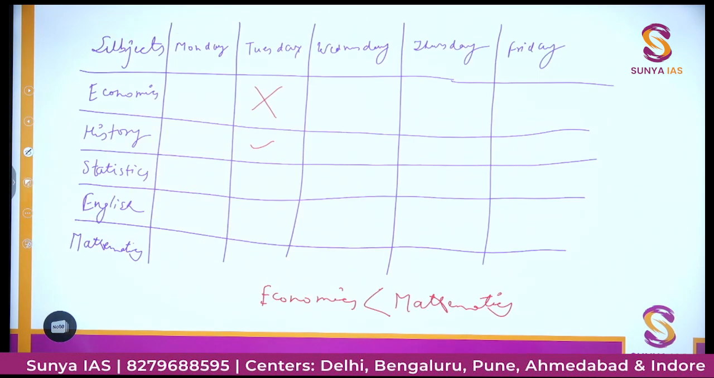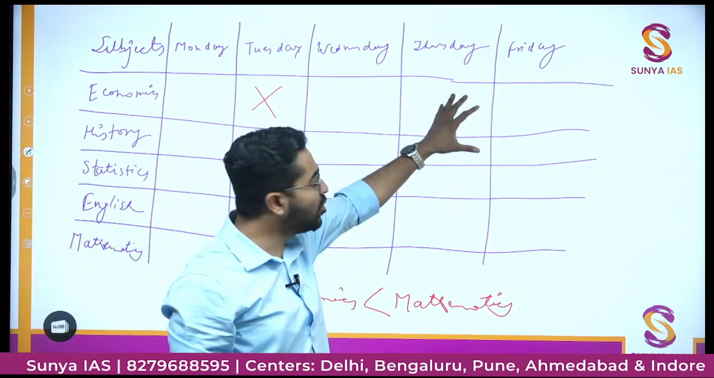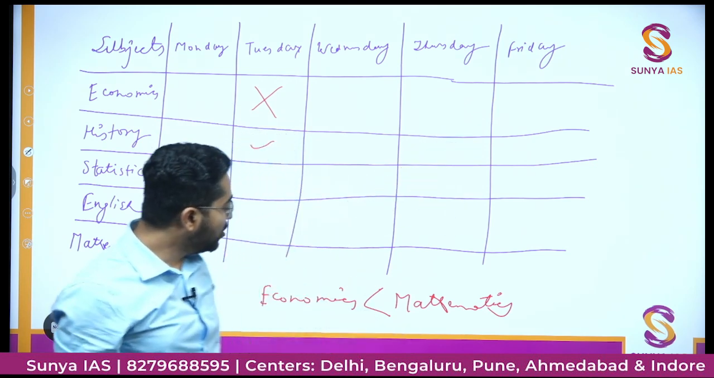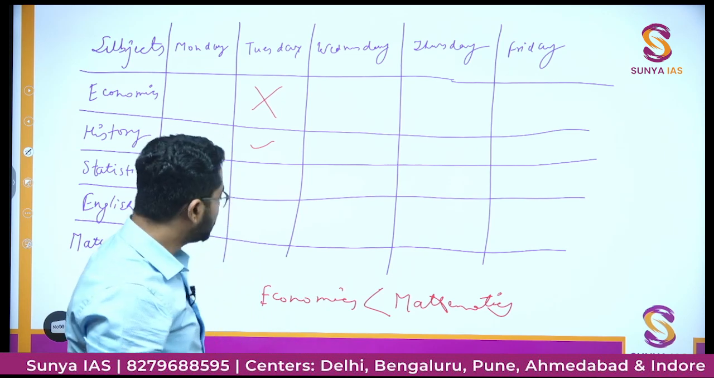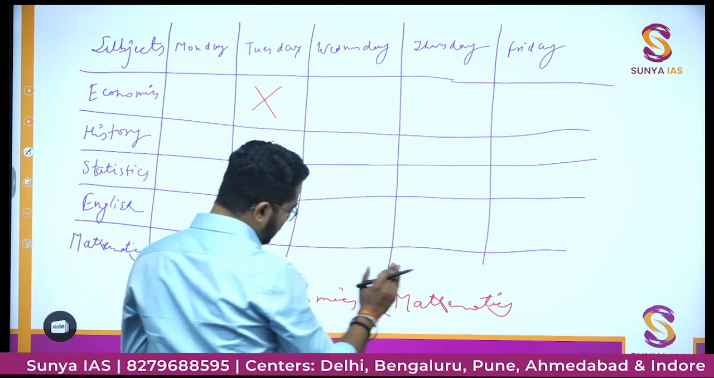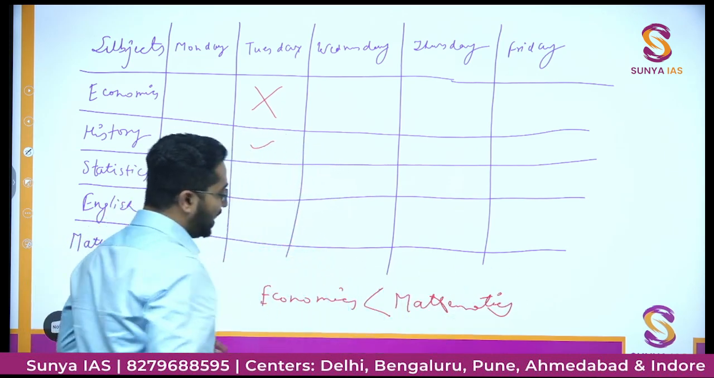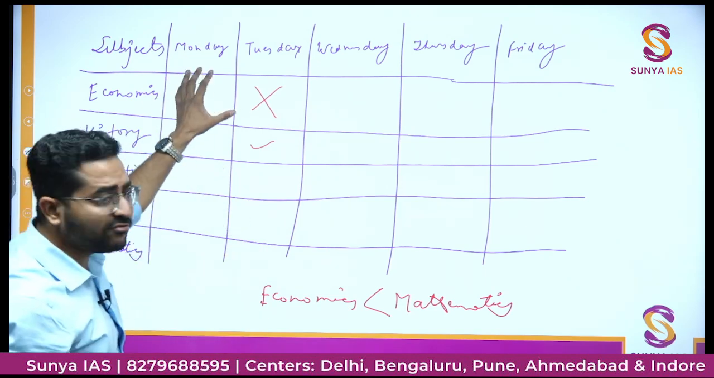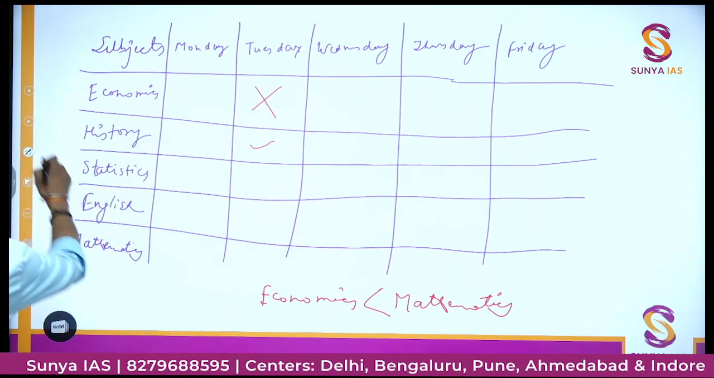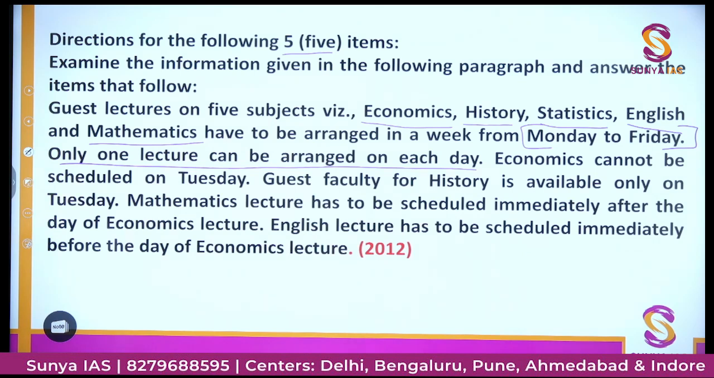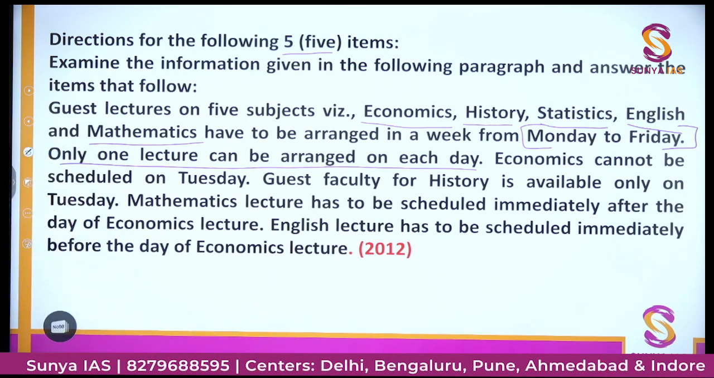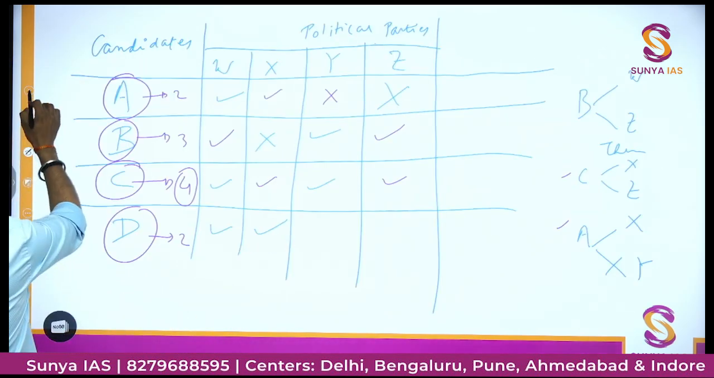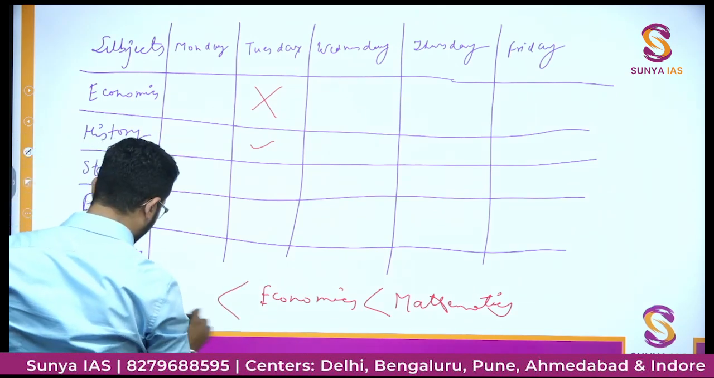So you can see that this information I cannot use right now, because I don't know on which day this economics or mathematics will be there. So what I did, I wrote this condition on the side, and I will use it once my direct informations are completed. Then English lecture has to be scheduled immediately before the day of economics lecture. That is, economics के पहले कौन सा होगा? English.